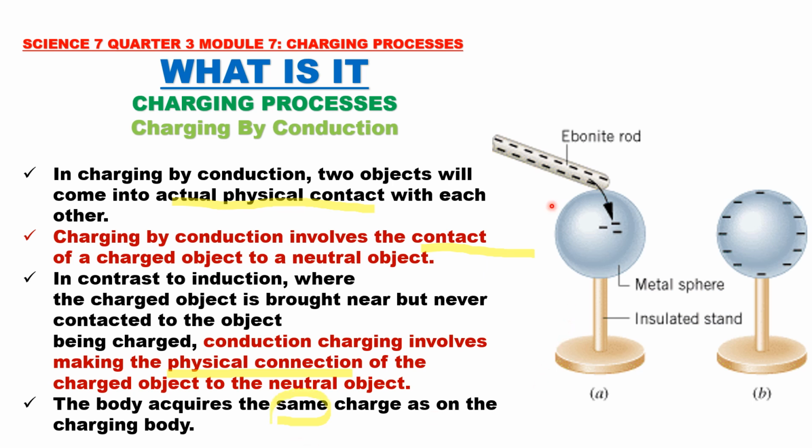In this picture, we can see a charged rod and a neutral sphere. The charge of our rod is negative, and that negative charge is transferred to our metal sphere by actual physical contact. So our rod and our metal sphere are touching. Our metal sphere acquires a negative charge. In the next picture, we can see that the negative charge is evenly distributed throughout the surface of our sphere. So whatever the charge of the charging body is, that will also be the charge of our neutral object.